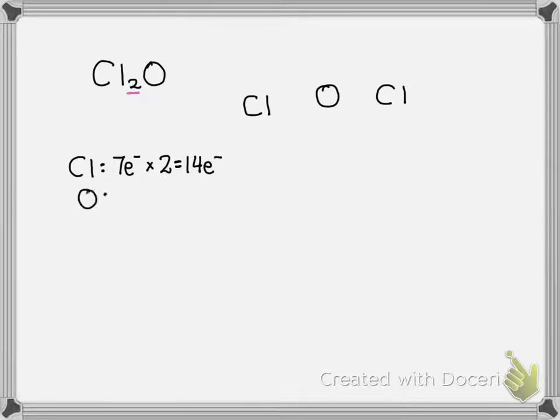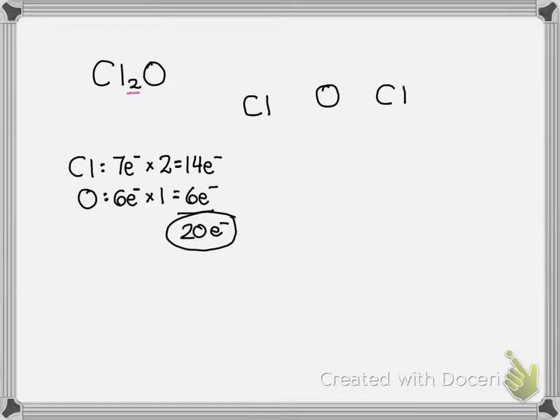We have 2 chlorines in this formula, so chlorine would bring 14 electrons. Then we have oxygen, which is in group 6A, so it has 6 electrons. There's only one oxygen in the formula, so that would bring 6. So we have a total of 20 electrons that we need to use. Now that number is super important because we have to be able to use those valence electrons.